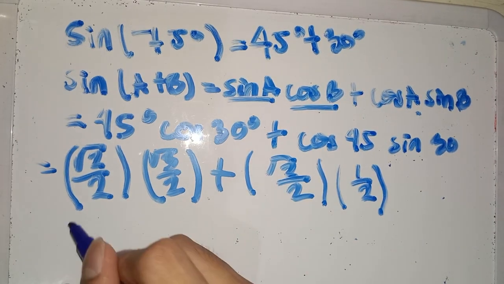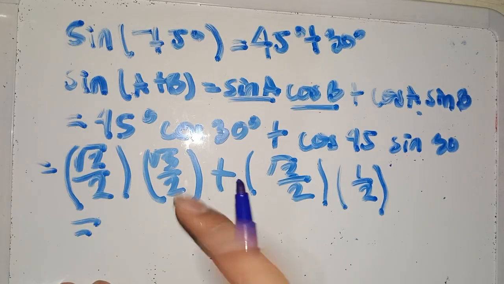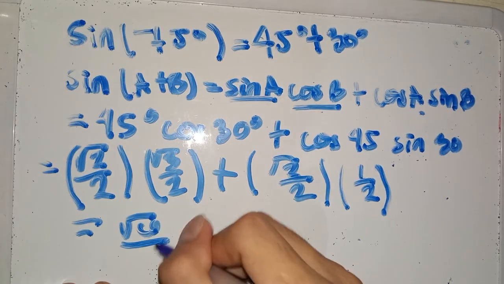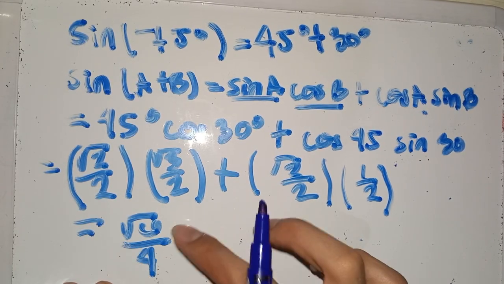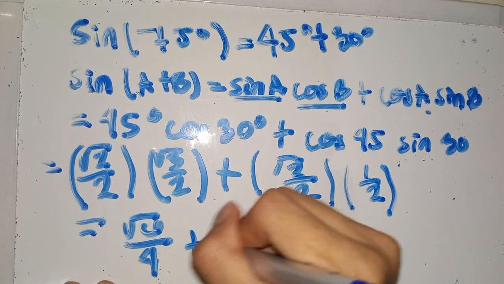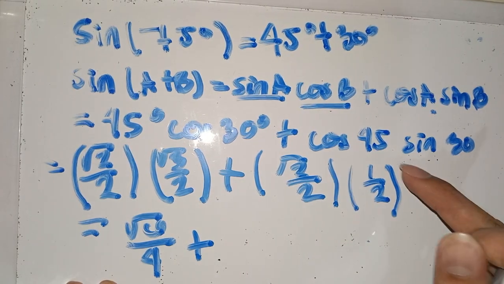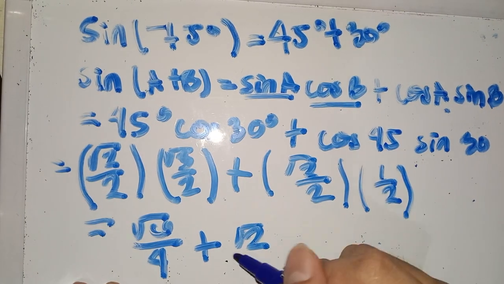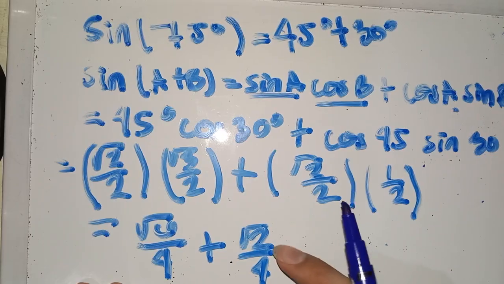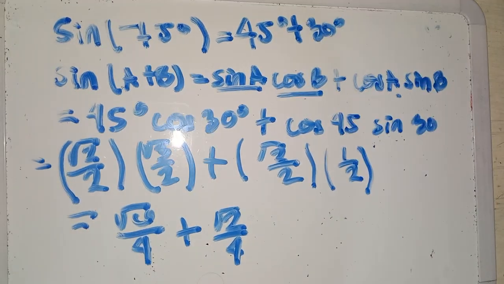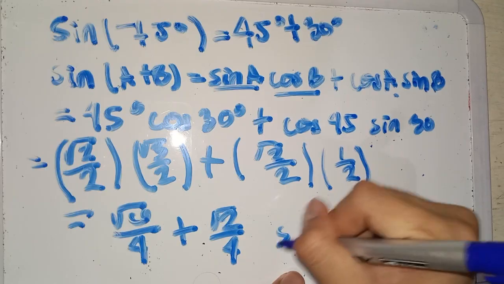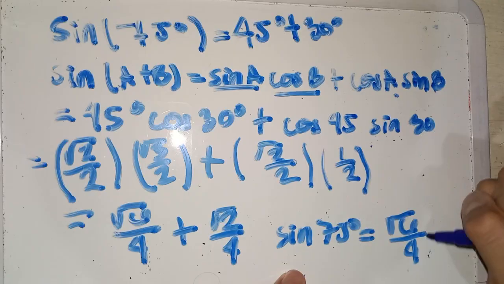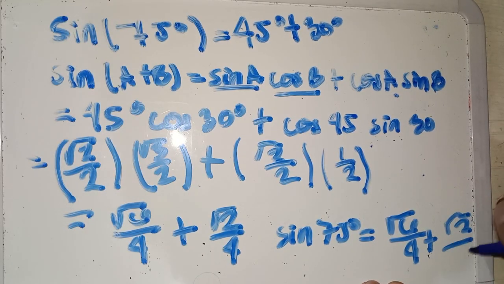Now, we need to multiply. Root 2 times root 3 is root 6. 2 times 2 is 4. So it is root 6 over 4. Plus, root 2 times 1 is root 2. 2 times 2 is also 4. So it is root 2 over 4. So, the final answer is sine 75 degrees is equal to root 6 over 4 plus root 2 over 4.